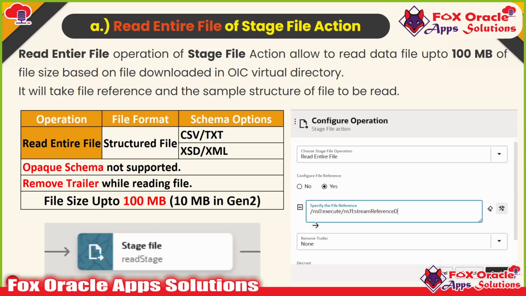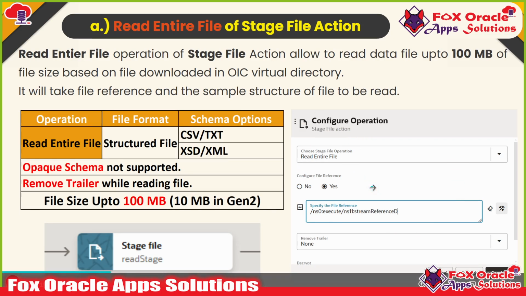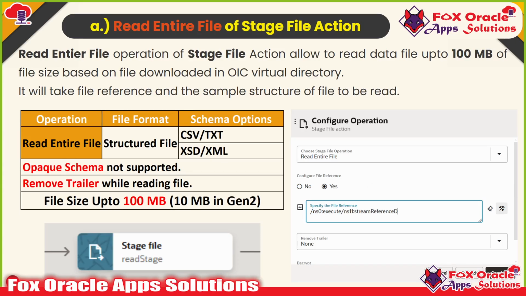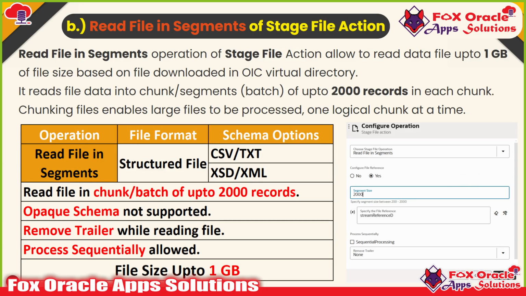Obviously, while reading the file we have to provide the schema. The schema defines the nature of the file: whether it is a CSV file or a text file, and if it is a CSV file, how many columns are in it. That is called a sample file. So while using the read entire file operation of a stage file, we have to provide the file format, the sample file which contains the basic schema of the file we are going to read, so that the stage file can understand that the file has that many columns. We are going to learn that in our upcoming sessions. After this slide we'll go for a practical and see how we can use this in our integration. Next we have the read file in segments operation.